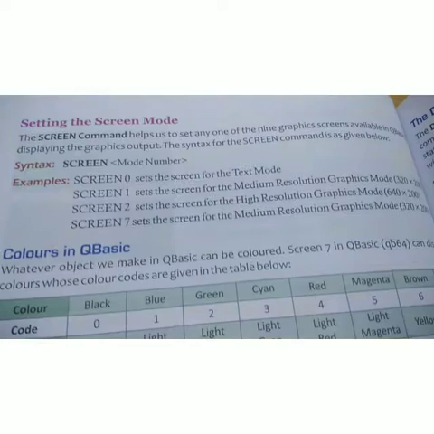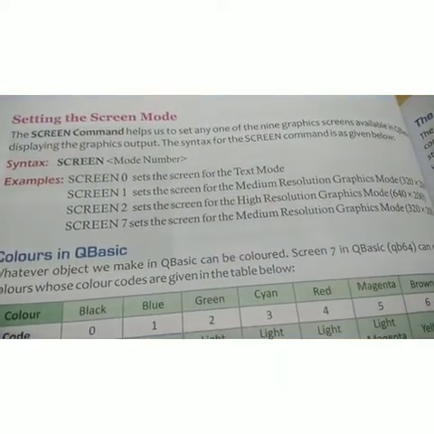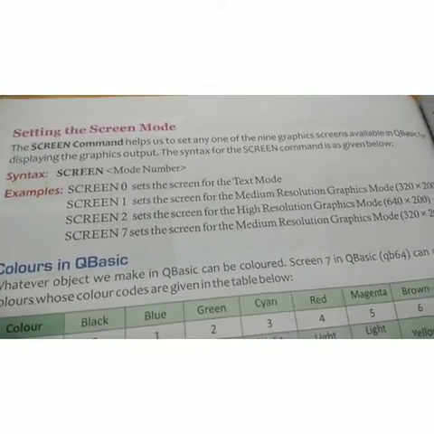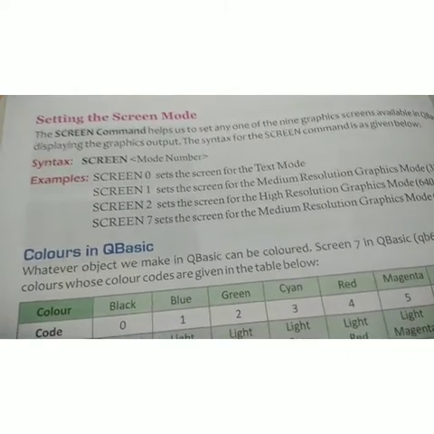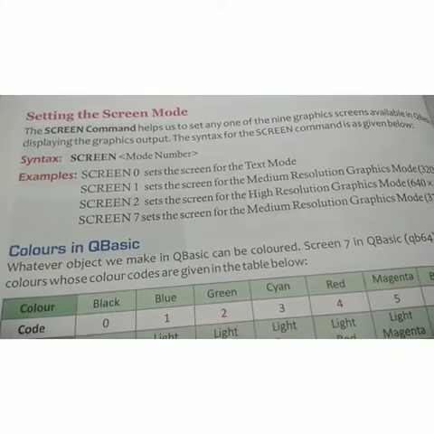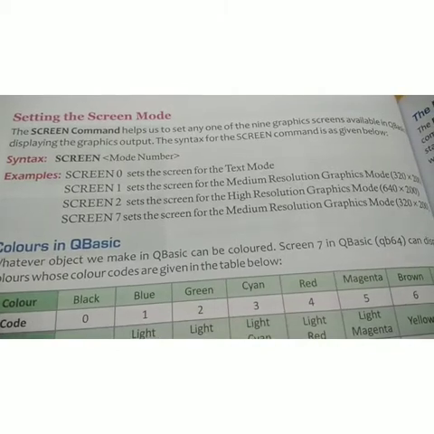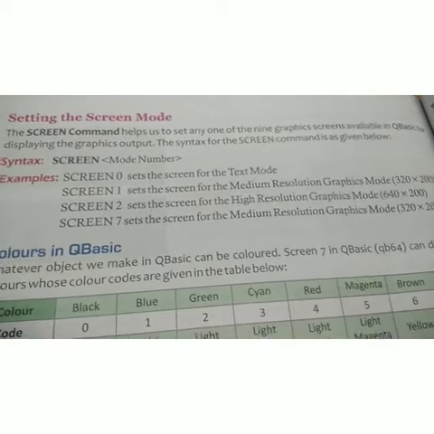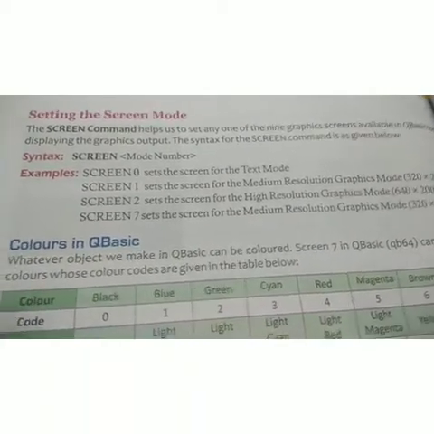Now next, setting the screen mode. The SCREEN command helps us to set any one of the 9 graphics screens available in QBasic for displaying the graphic output. Now the syntax for the SCREEN command is as given below: SCREEN mode number. Now you can see examples. SCREEN 0 sets the screen for the text mode, and next, SCREEN 1 sets the screen for the medium resolution graphics mode. Now 320 x 200 is also given, and SCREEN 7 is also given in this mode.